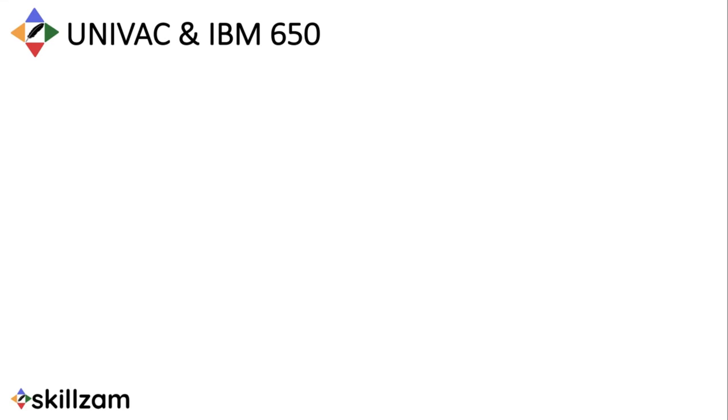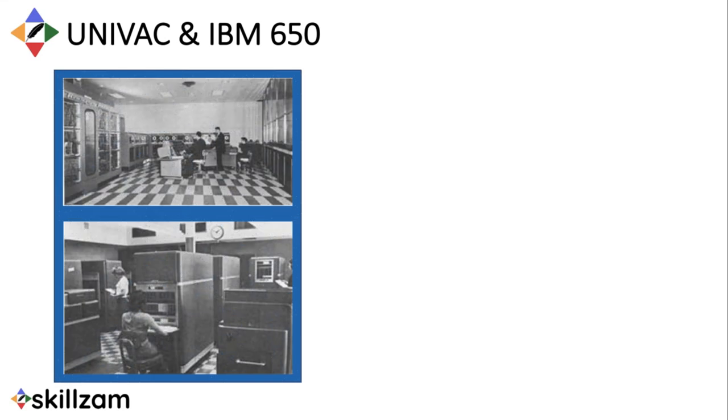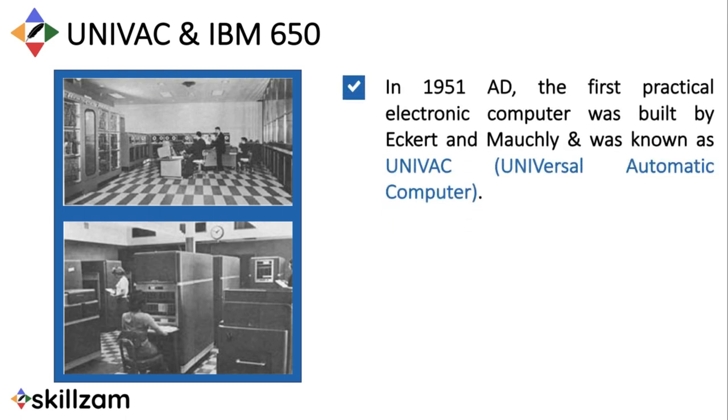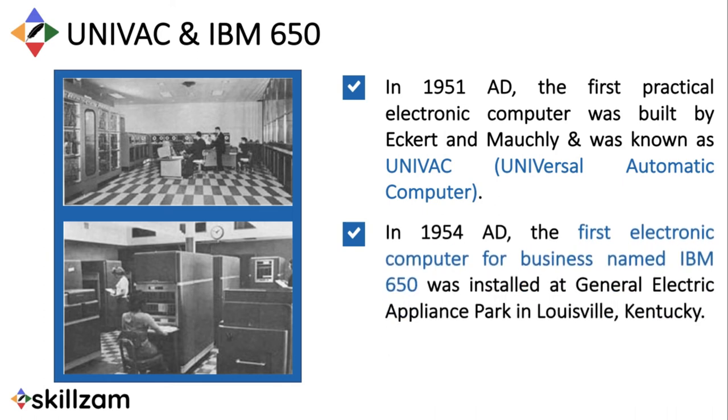UNIVAC and IBM 650. The first practical electronic computer, UNIVAC, which stands for Universal Automatic Computer, was built by Eckert and Mauchly, the same two geniuses who built the first electronic computer known as ENIAC. This UNIVAC was used by the Bureau of Census. The unique feature of UNIVAC was that it was not a one-of-a-kind computer, rather, it was produced in mass. Now, let us understand IBM 650.